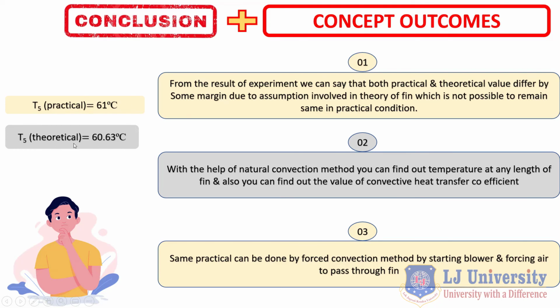Now here you can see that there is some margin between these two. From the result of the experiment, we can say that both practical and theoretical values differ by some margin. Why? Because of the assumptions involved in the theory of fin. When you learn that theory of fin, there are assumptions in it which are not possible to hold the same in practical conditions as well. That's why there is some difference between the theoretical and practical values. With the help of the natural convection method, you can find out the temperature at any length of the fin. That is our second outcome, and also you can find out the value of the convective heat transfer coefficient.